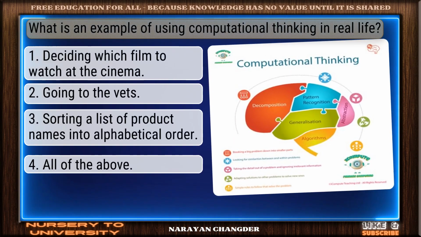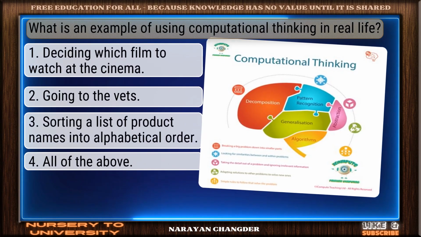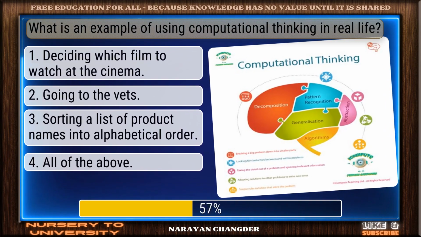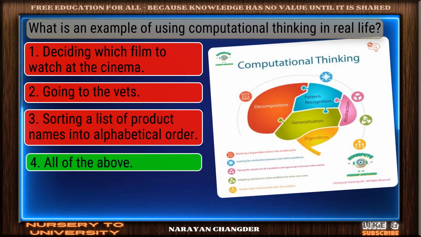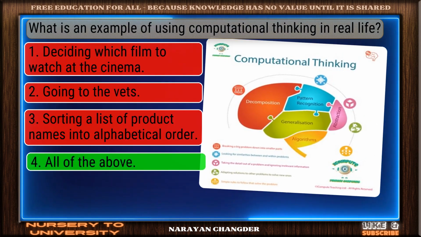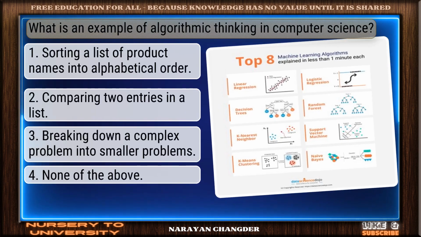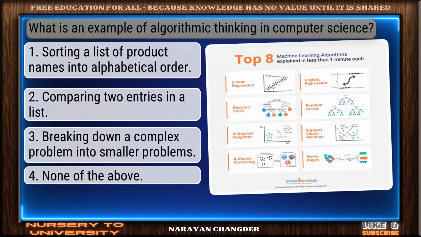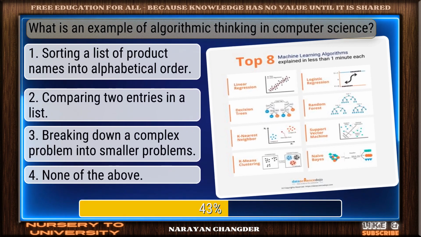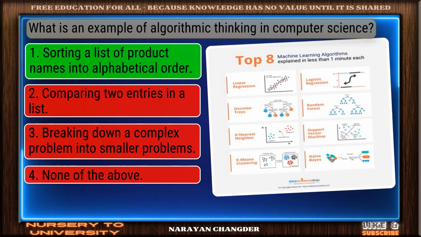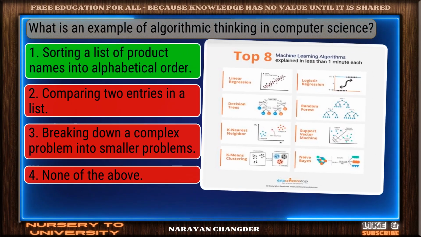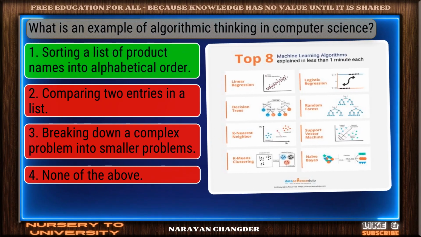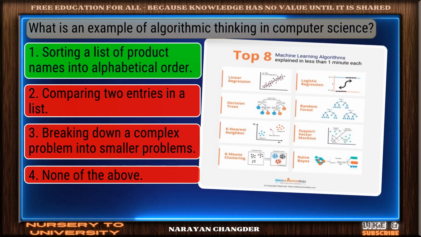Question number 11. What is an example of using computational thinking in real life? Valid point. All of the above is true. Question number 12. What is an example of algorithmic thinking in computer science? Smart pick. Sorting a list of product names into alphabetical order is the correct choice.